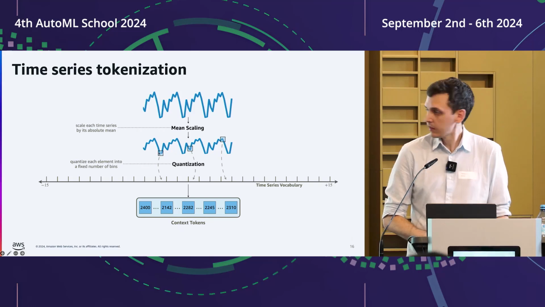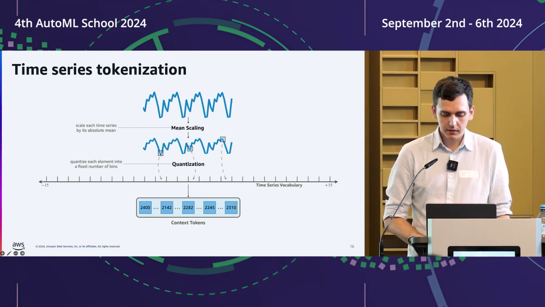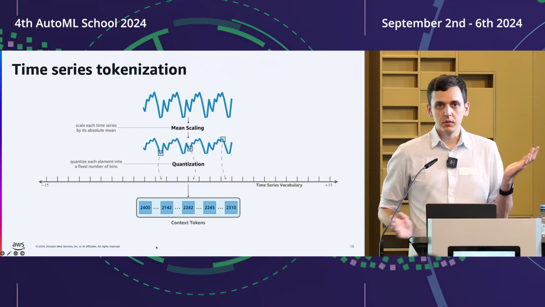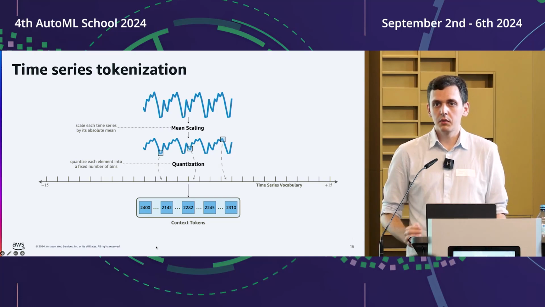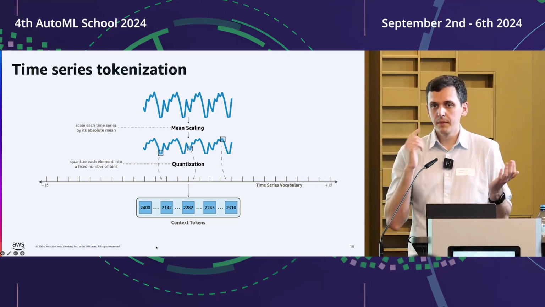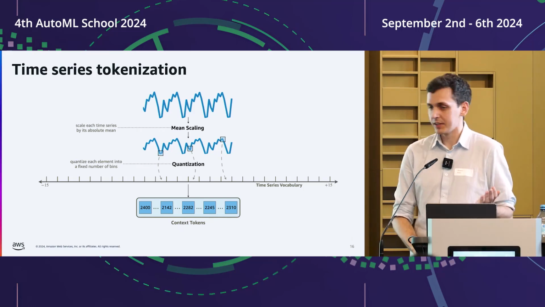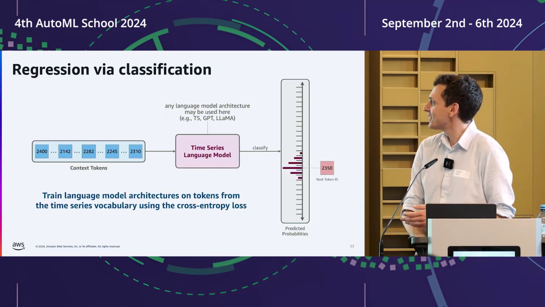I'm not sure if you can see this. So like if this time series value here corresponds to bucket number 2,400, it just means we replace this continuous value by the integer 2,400. We do the same thing to all the time series values, and we just now have the sequence of integers which encodes our time series. And that's it, essentially. End of presentation, almost.